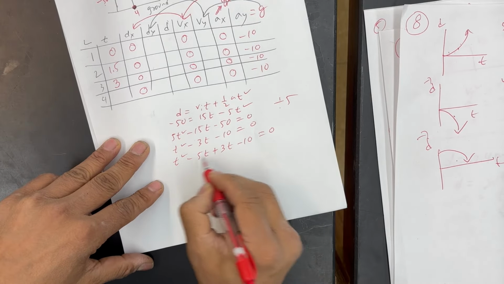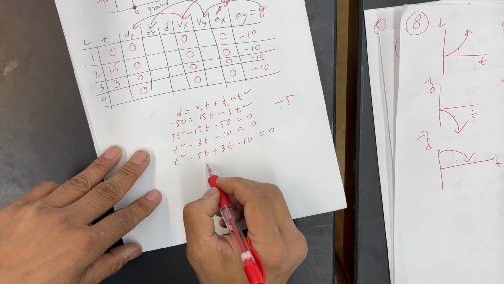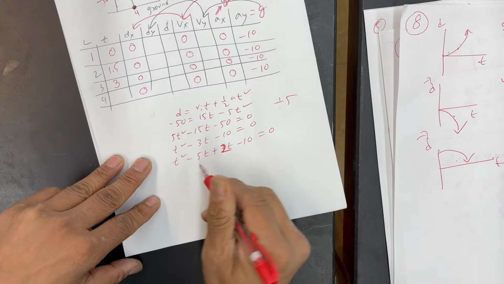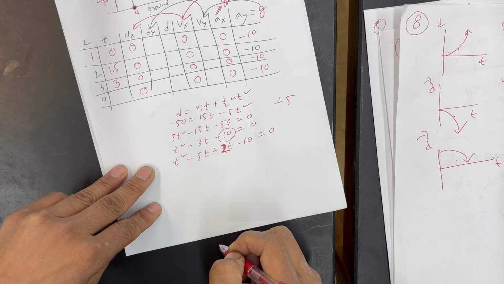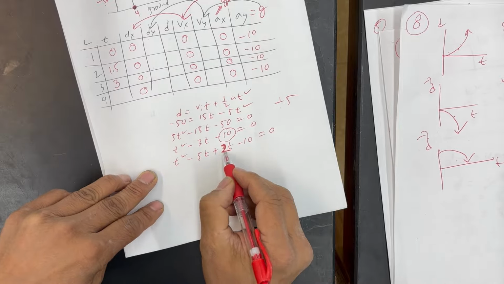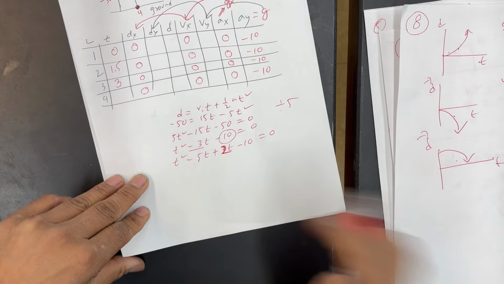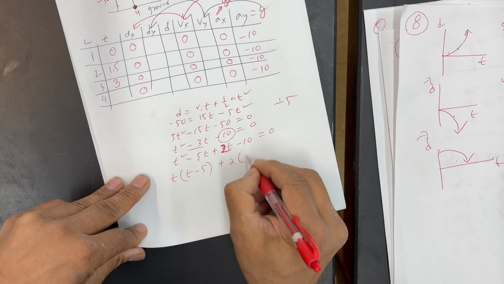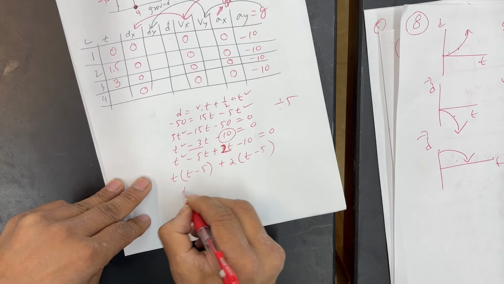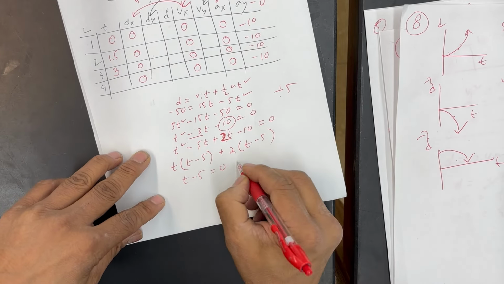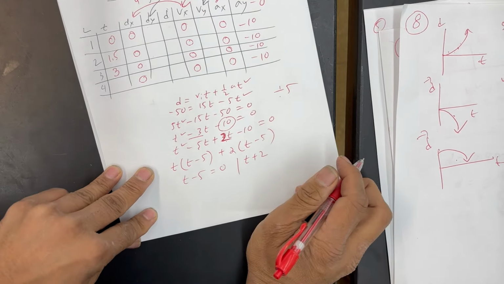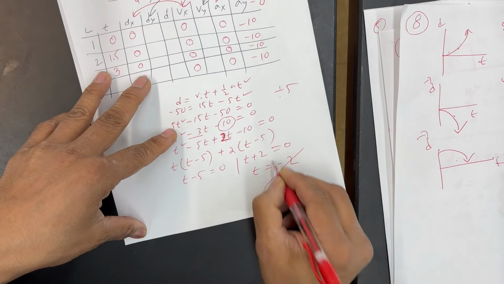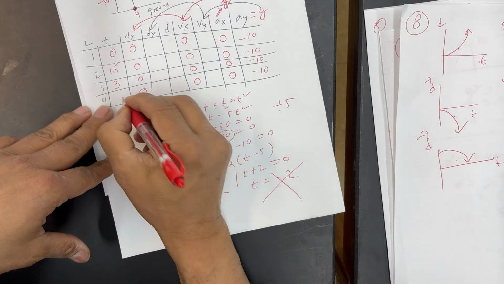Let's see, 5 times 3 is, well, not 3, this is 2. 5 times 2 is 10, good. 2 minus 5 is minus 3. Okay, so it works out. So it is (t minus 5)(t plus 2). So you have t minus 5 is equal to 0, and you have t plus 2 is equal to 0. So t is equal to negative 2. This is no good. t is equal to 5. So the time is 5 over here. Great.